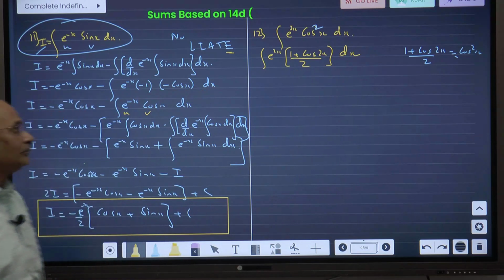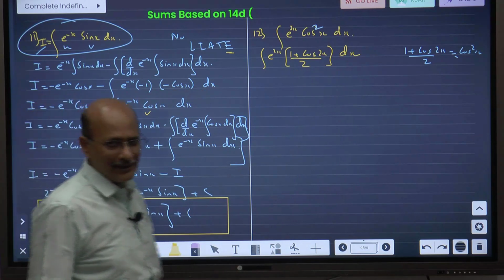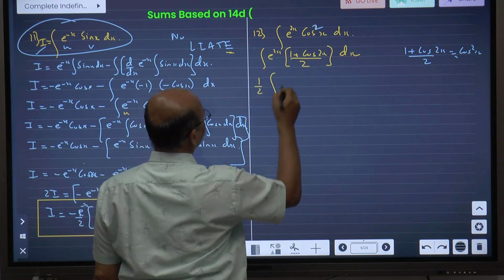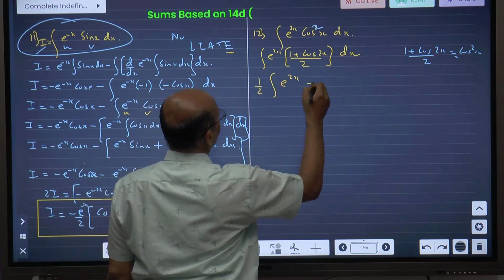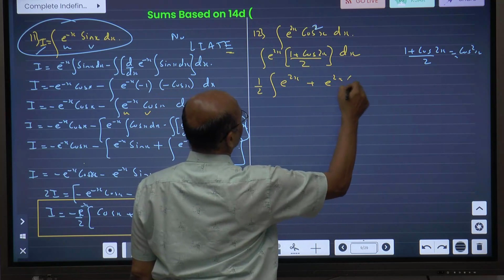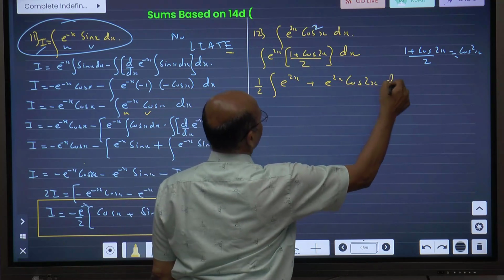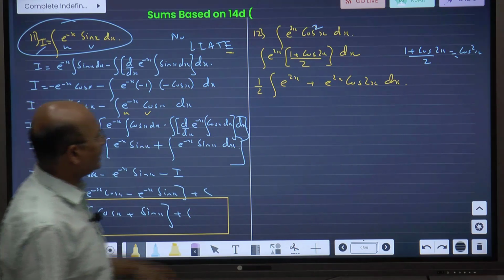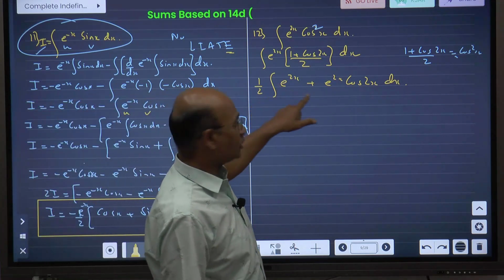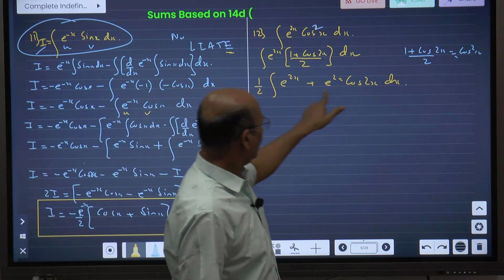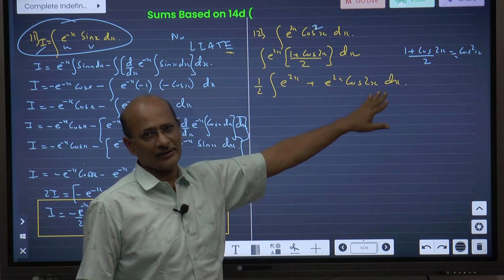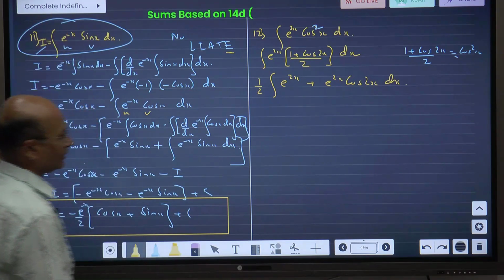Now it's not a difficult task. I can take this 2 outside and open the bracket. So this will become e raised to 2x plus e raised to 2x cos 2x dx. Remember, as soon as I applied the formula, you can see that for the first term there is no problem in integration. Now the integration applies to all. Here it belongs to e^x sin x or e^x cos x form, so again I have to apply this technique here.